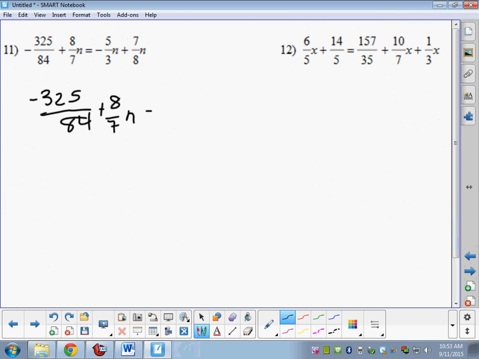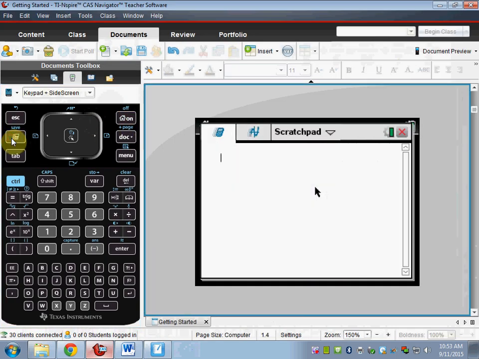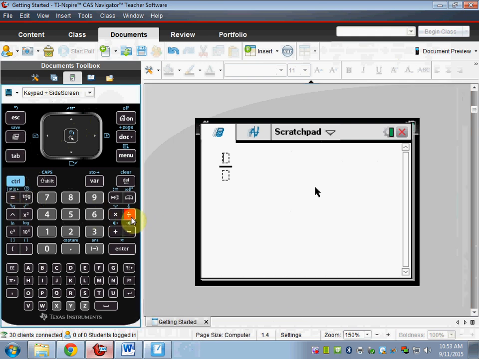8/7n, that's going to come down. I have two of the same variable, so I need to combine these like terms. We have a beautiful thing called technology. So if you were to use your calculator, here we go, and get a fraction, so if you hit Control Divide, a fraction will come up.